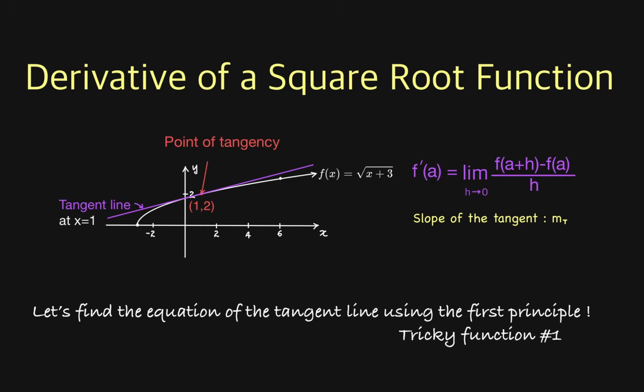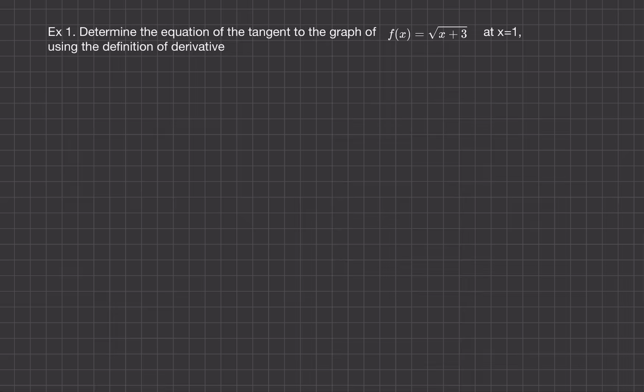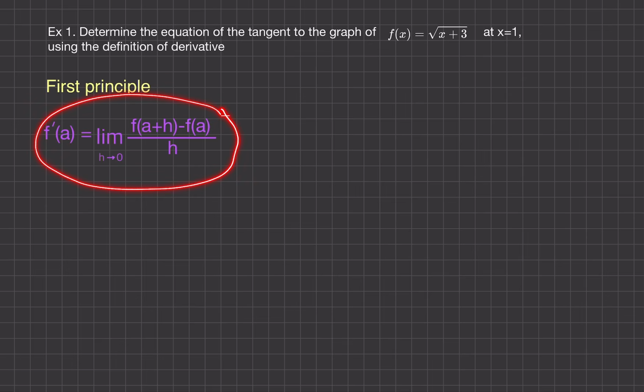안녕! Welcome to KMS. In this first video of the tricky functions series, we are going to find the equation of the tangent line to a square root function. To do that, we will use the first principle. If you are curious how we got this formula, check my other video.